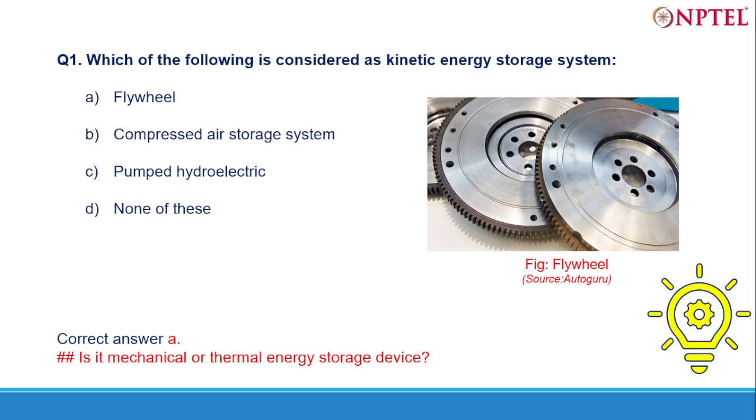We will discuss one by one: flywheel, compressed air storage system, pumped hydroelectric, and nanotube. The correct answer for this is flywheel. Flywheel is basically a kinetic energy storage system. Compressed air energy storage systems are generally hydraulic based storage systems. They store energy in the form of compressed air. We'll get to know about it in the later slides.